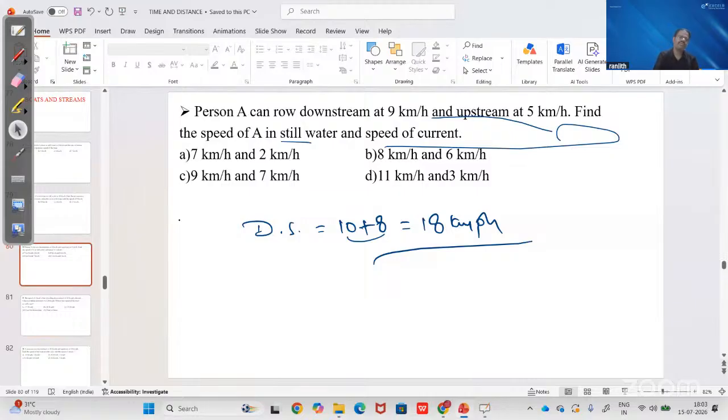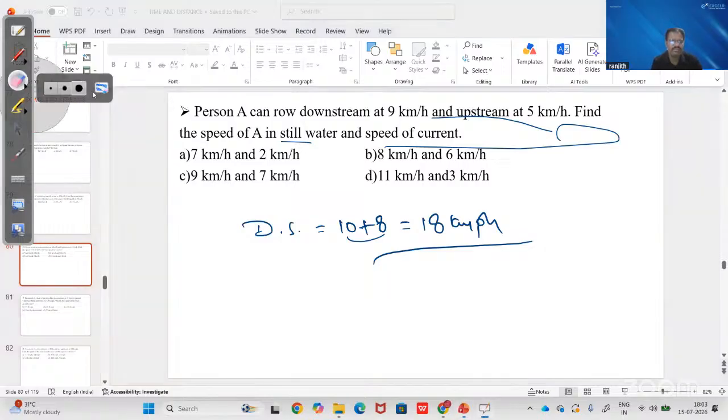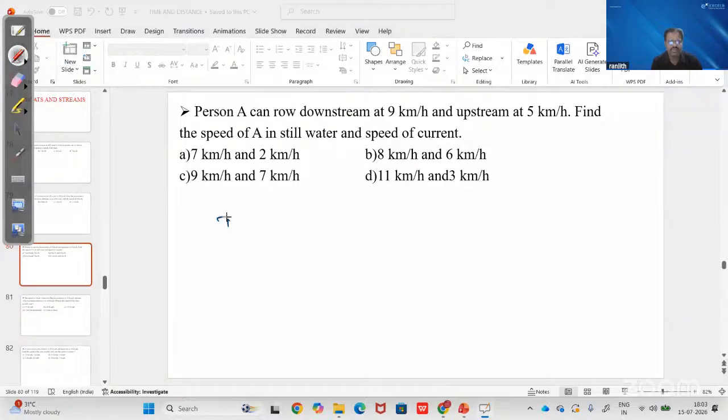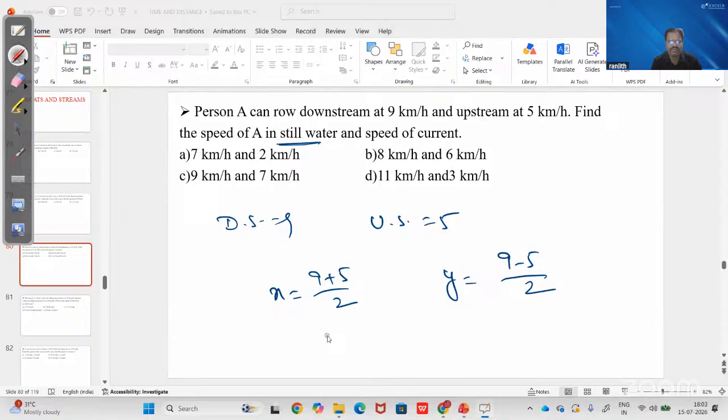Next. A person can row downstream at 9 kilometers per hour, upstream at 5 kilometers per hour. Find the speed of A in still water and the speed of current. So downstream equal to 9 kilometers per hour, upstream equal to 5 kilometers per hour. Still water is nothing but x, so that will be equal to 9 plus 5 by 2, whereas y equal to 9 minus 5 by 2. 9 plus 5 by 2 equal to 14 by 2 equal to 7 kilometers per hour, whereas y equal to 4 by 2 is nothing but 2 kilometers per hour.